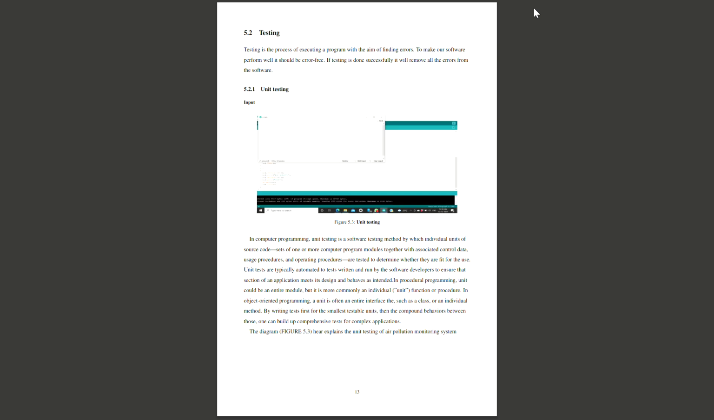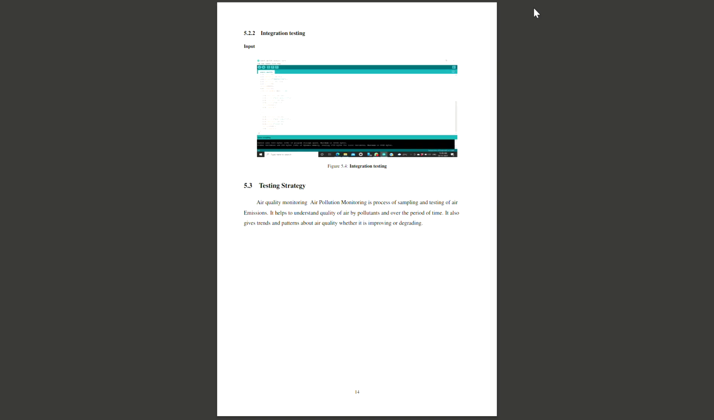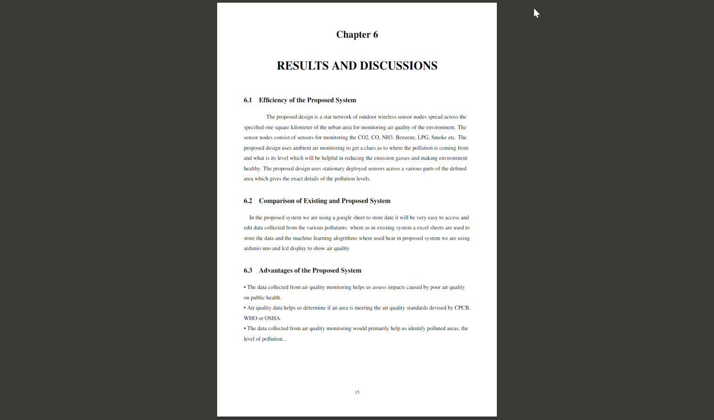When it comes to the testing part, testing is the process of executing a program with the aim of finding errors. To make our software perform well, it should be error free. When testing is done successfully, it will remove all the errors from the software. It includes many types of testing such as unit testing and integration testing as well. Trials and discussions. Efficiency of the proposed system. The proposed design is a star network of outdoor wireless sensor nodes spread across the specified 1 square kilometer of the urban area for monitoring air quality of the environment.